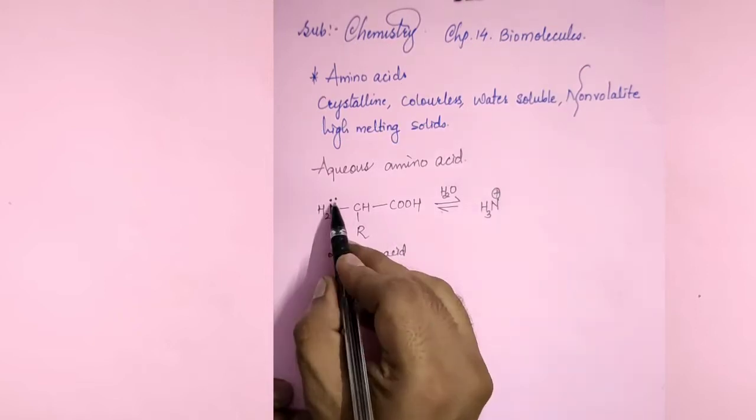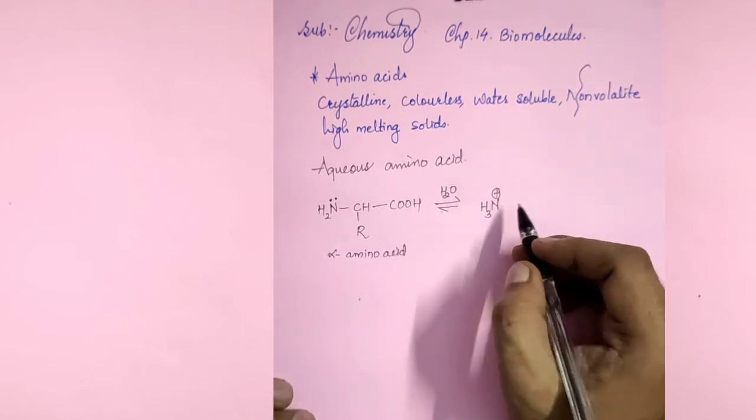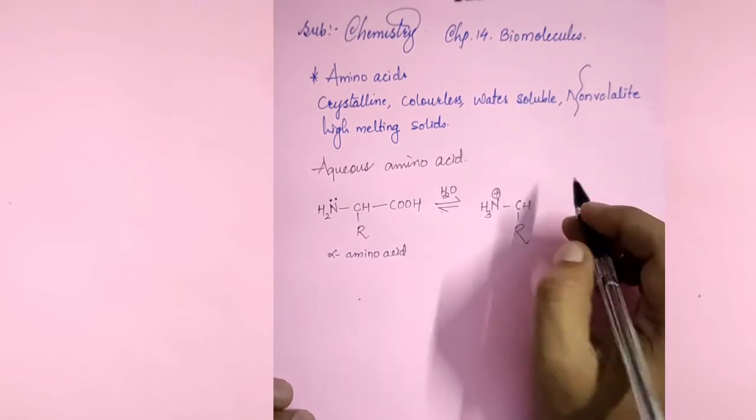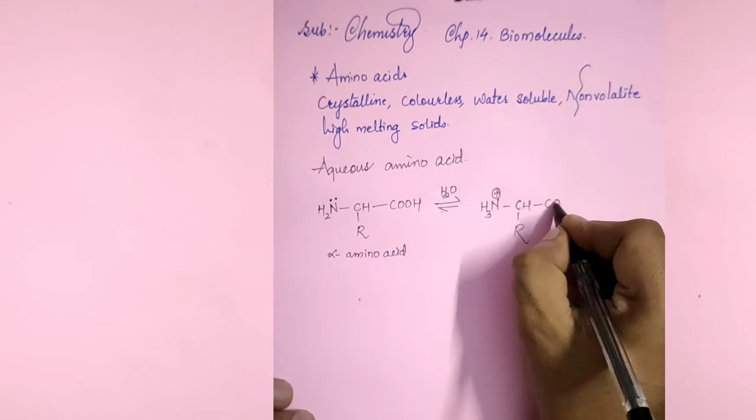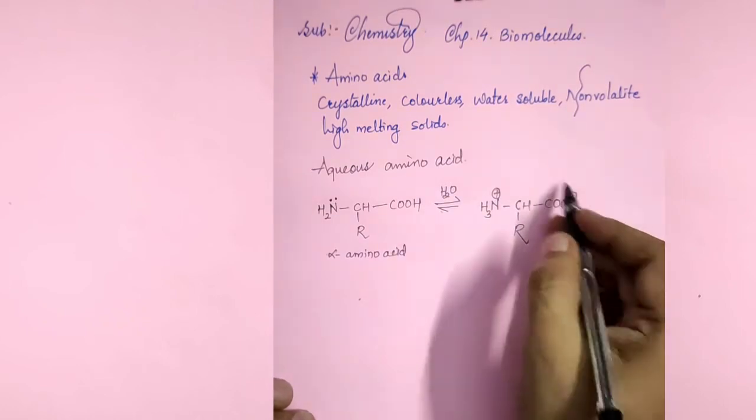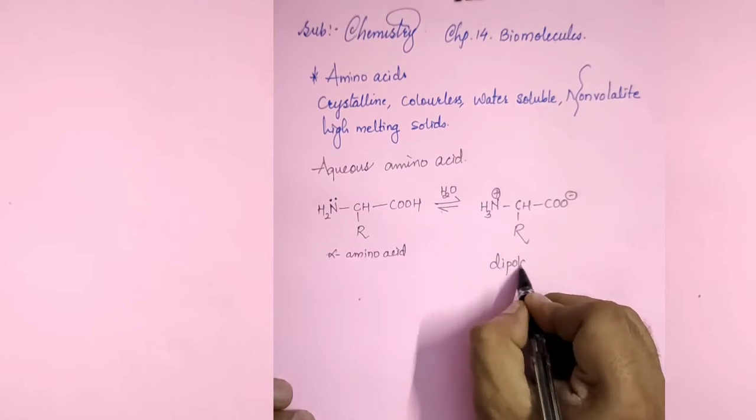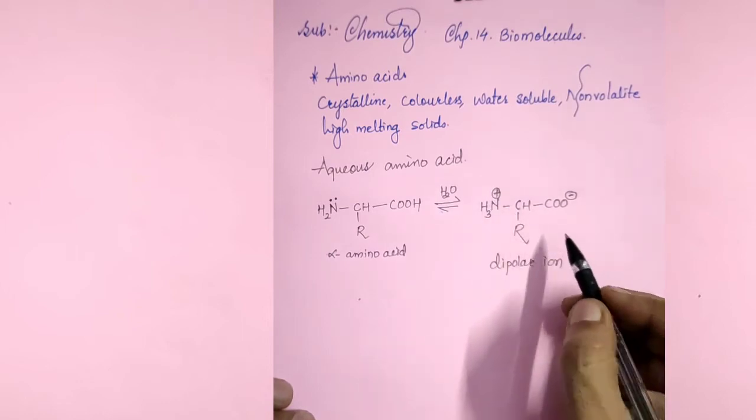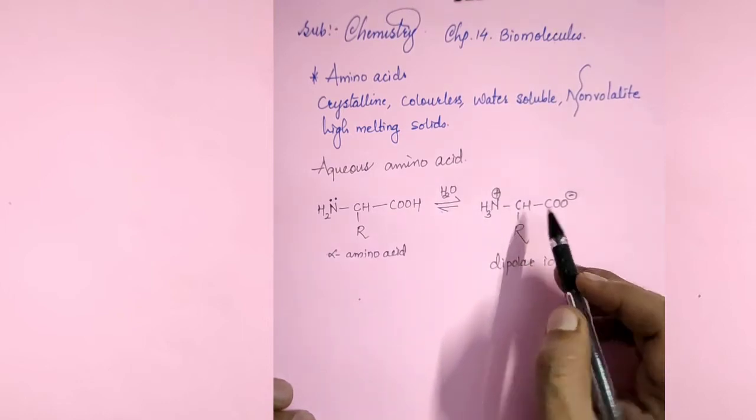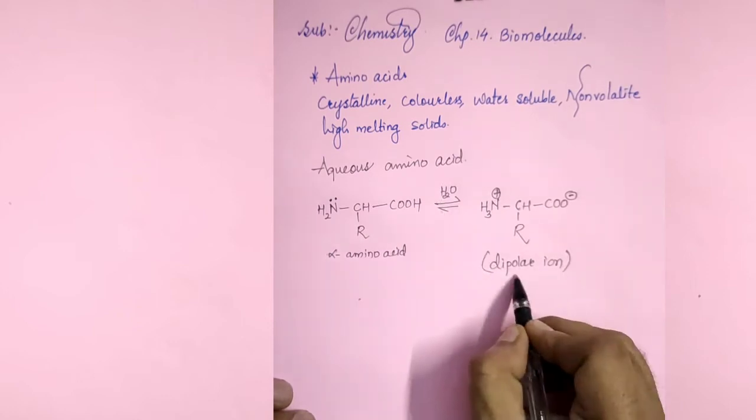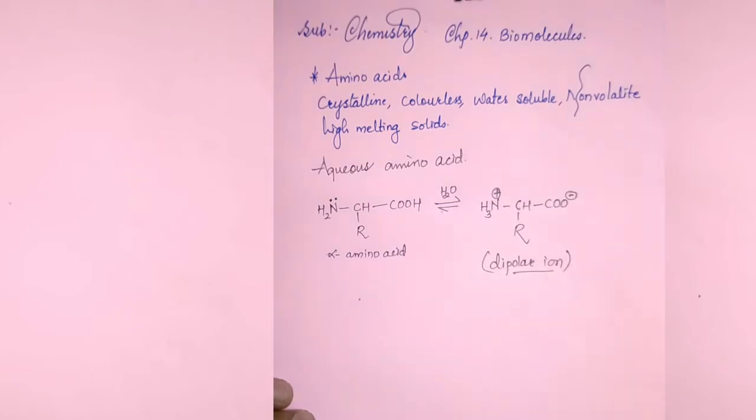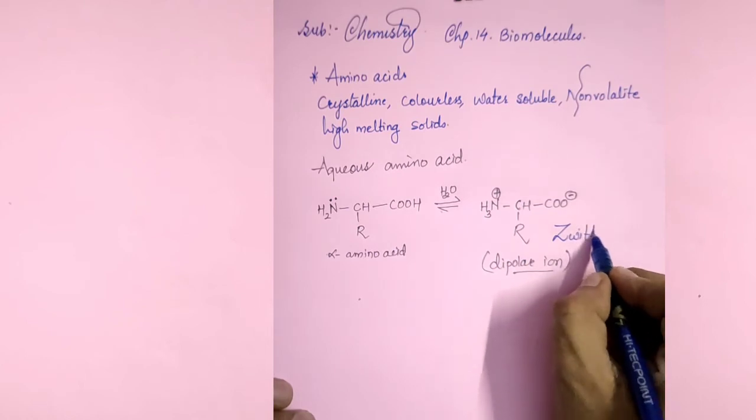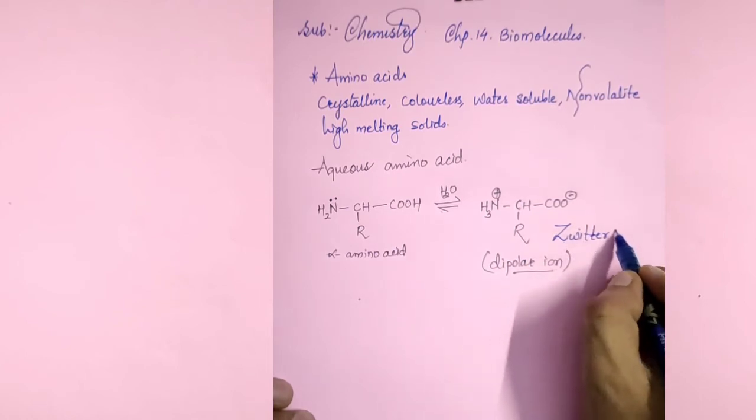Plus sign occurs by the acceptance of the proton from the acidic functional group. NH3 plus CH R COO minus. This compound is said to be a dipolar ion. Why dipolar ion? Because minus and plus charge has been established in the alpha amino acid in the aqueous phase. That is why it is said as dipole, means two pole. And this dipolar molecule is said to be a Zwitter ion. Zwitter ion, not Twitter ion.